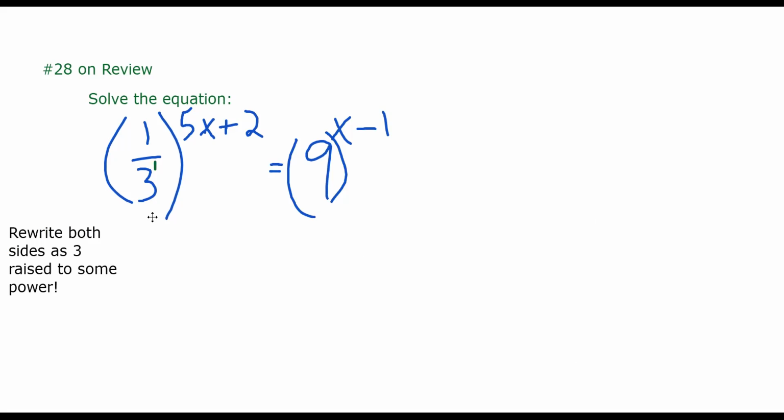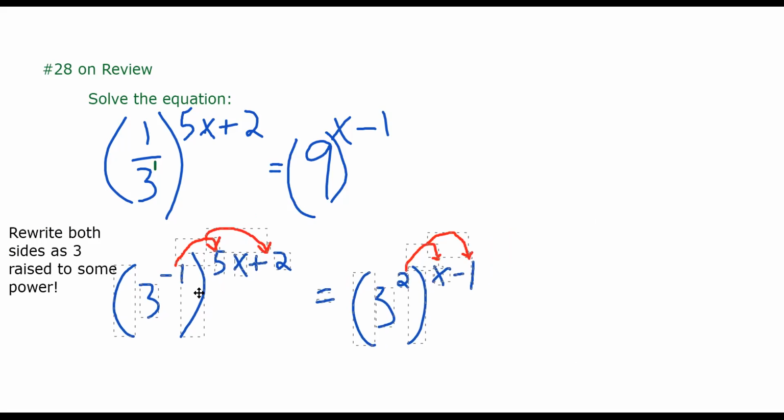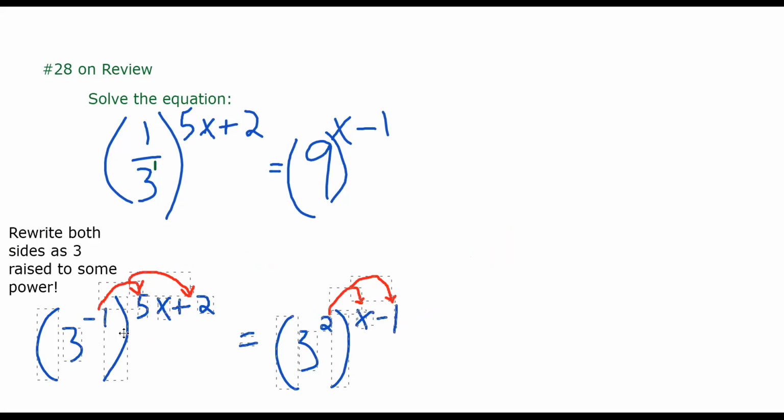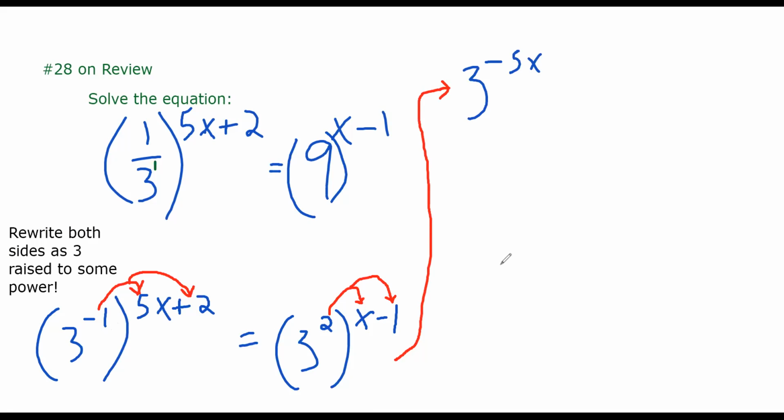So now what I'm going to do is bring all this down a little bit, just so I have some more space. That's just the limitations of this whiteboard we're dealing with. So when I distribute this -1 power, I'm going to have 3 raised to the -5x minus 2 power. Then I distribute the 2 on the right-hand side, 3 to the 2x minus 2 power.